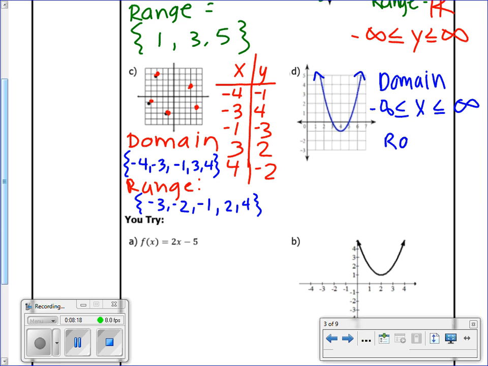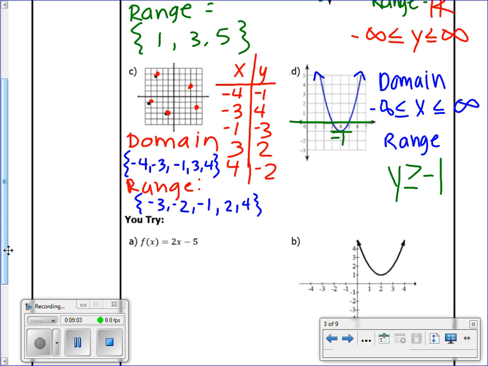For our range, though, it is something a little bit different. If I ask myself how low does this graph go, you would say it goes down to negative 1. There's no part of my graph below negative 1. So we write our range as an inequality as well: y has to be greater than or equal to negative 1. This inequality represents any y value that is bigger than negative 1, and that's what we want. Nothing is below negative 1.